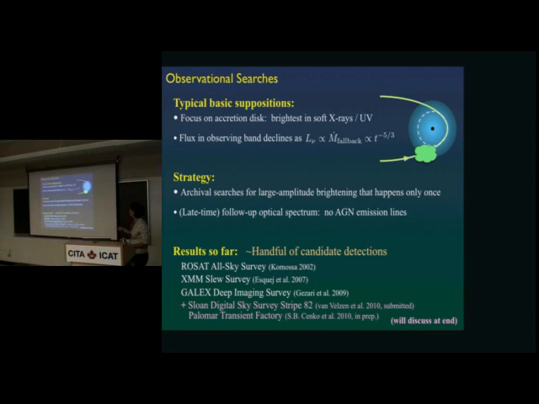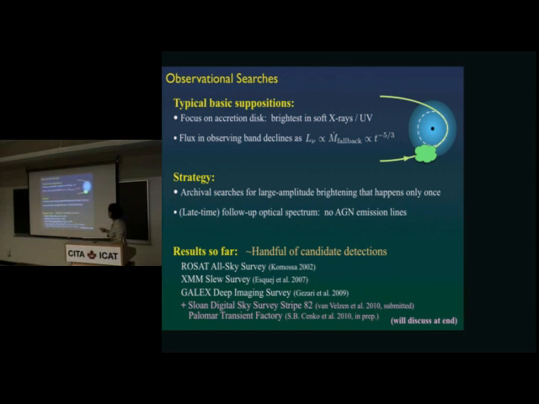So the typical basic suppositions that go into these observational searches are, as I said, to focus on the accretion disk, which should be brightest in the soft X-rays to UV. So those are the wave bands where people have been looking for tidal disruptions. And people also typically make the assumption that the flux in the observing band will decline as L_ν proportional to \dot{M}_fallback, which is proportional to t^(-5/3). And as we'll see, that is not a justified assumption, because to get the actual time dependence, you need to figure out what the time evolution of the temperature and of the emitting area of the gas is. But that's the assumption that most of these have made.